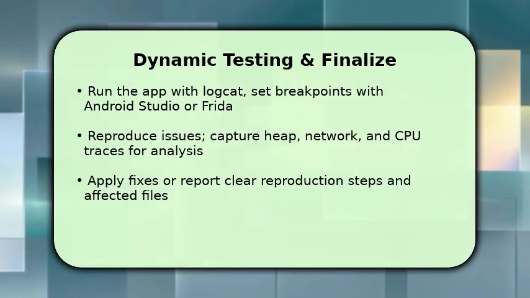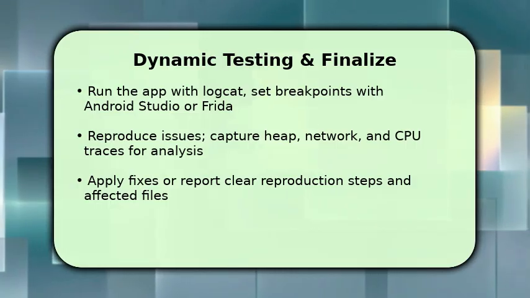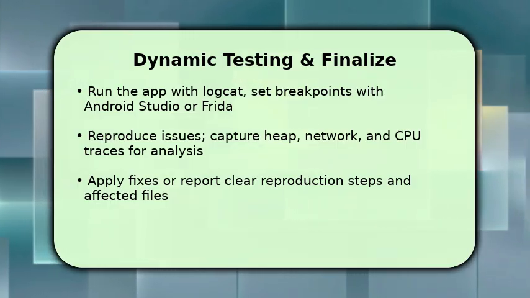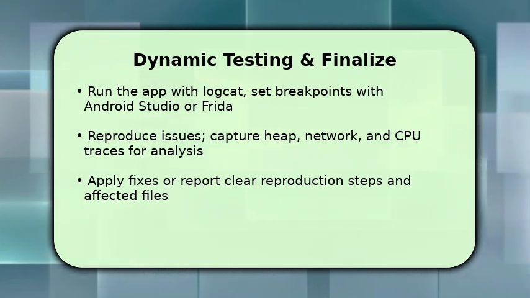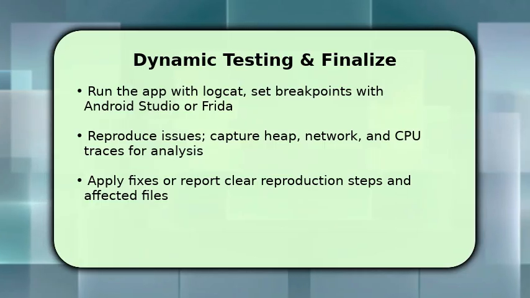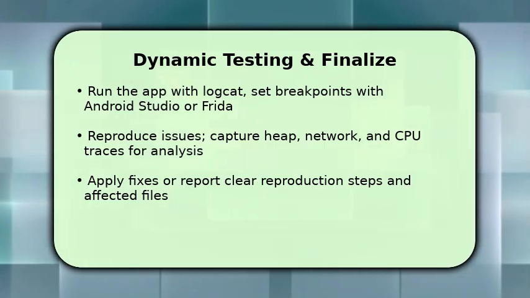Once fixed or documented, rebuild any patched APK or produce a clear report with reproduction steps and affected files. If things go wrong, restart ADB, clear app data, and rerun tests to isolate transient issues.